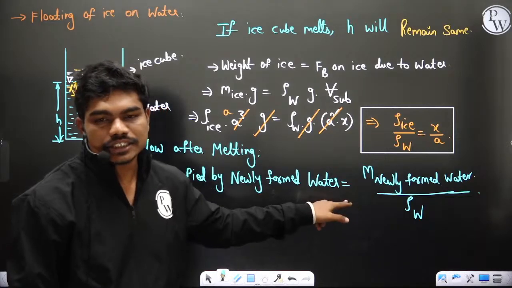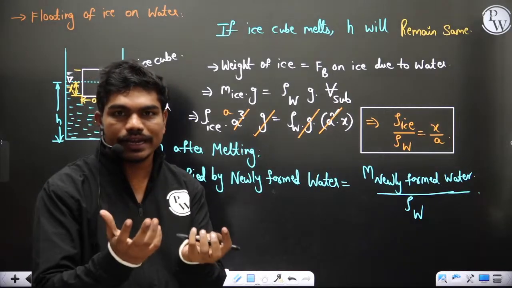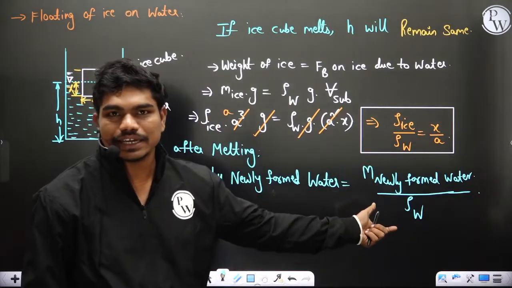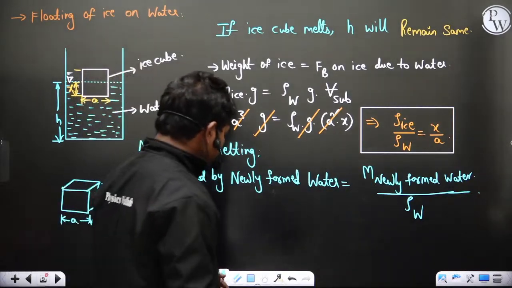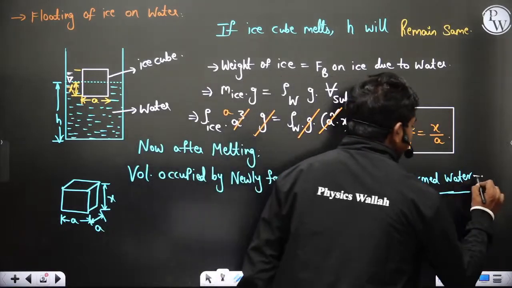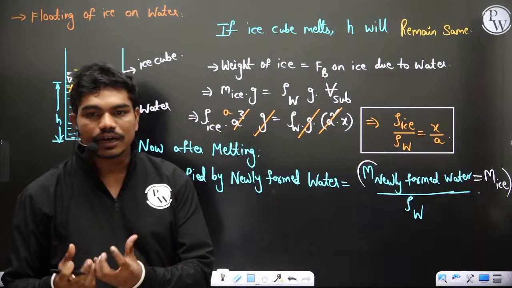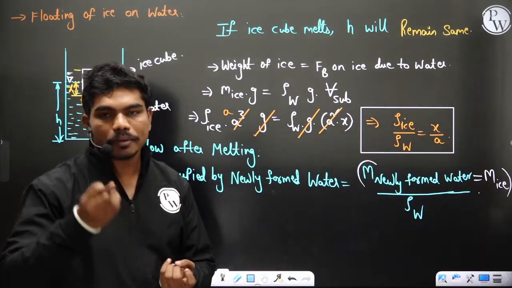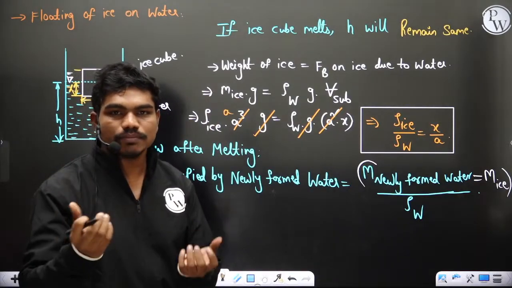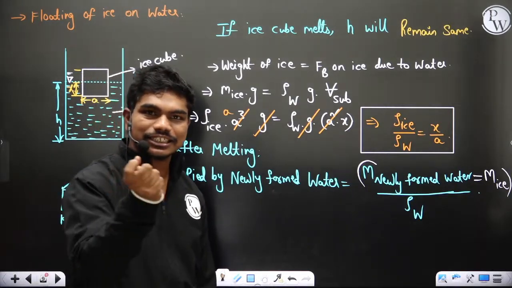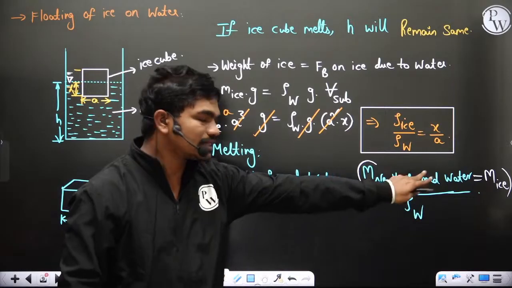Everyone, can I write this? Whatever is the volume getting occupied by water, that's the same as the mass of this newly formed water divided by the density of water. Now you can see the mass of newly formed water is nothing but the mass of ice. Yes or no? Because whatever water is getting formed, that's getting formed because of melting of ice, and since mass conservation has to be valid, the ice just changes its phase and gets converted to water, so the mass remains the same in both cases.